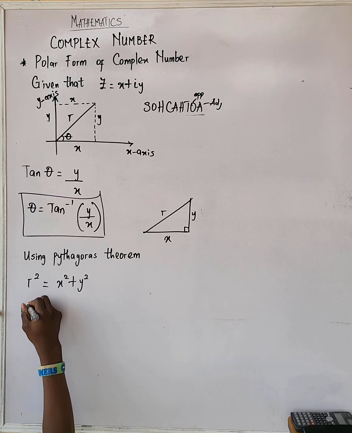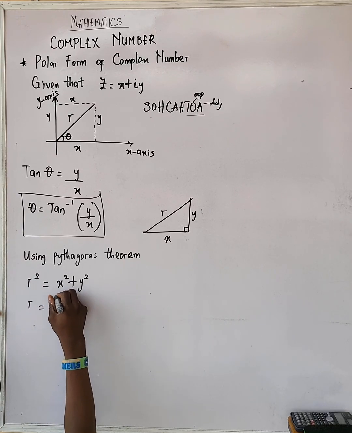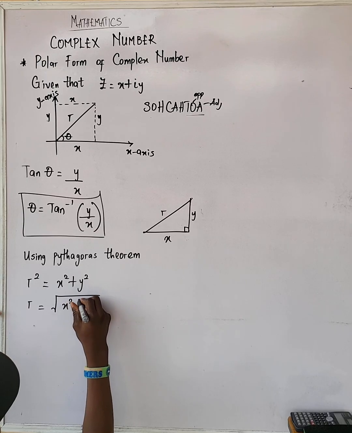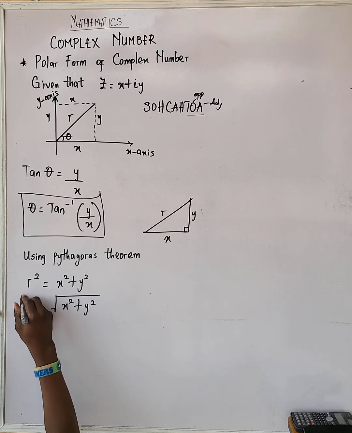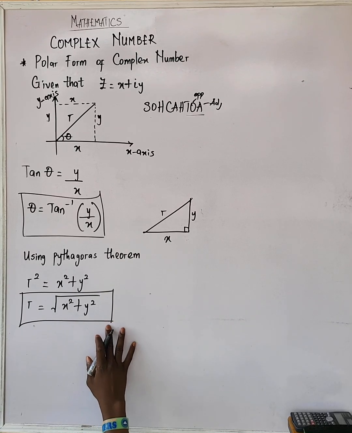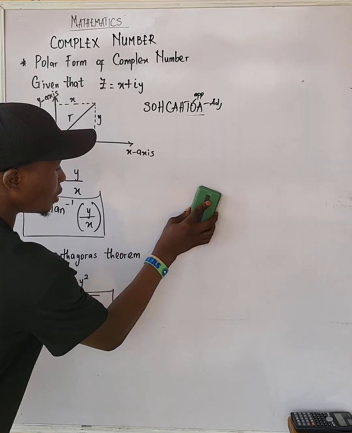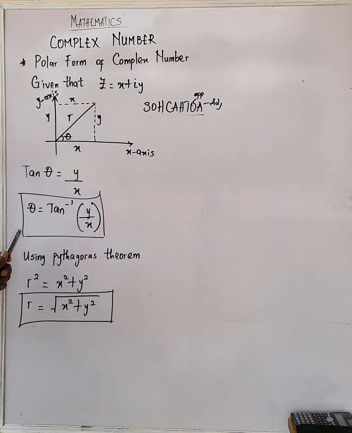So if I'm to look for R, what will I do? I'll take the square root of both sides. So that will be R equals the square root of x square plus y square. Keep this formula. You understand? Now we've gotten the formulas for the polar form, which is R and theta. We've gotten for theta and we've gotten for R.